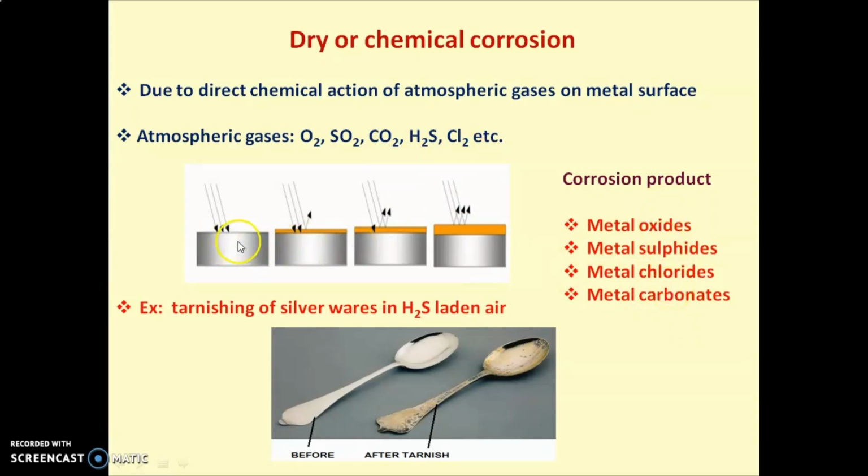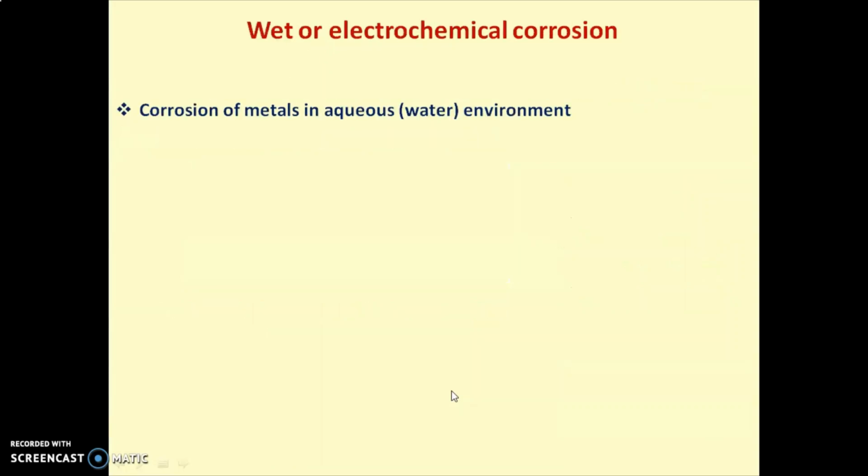As an example here, a metal is exposed to atmospheric gases. Now the gas reacts with the metal. A little corrosion product is formed. More exposure time, more corrosion product. Still more exposure time, more corrosion product. These corrosion products could be any of these based on the nature of the gas. One example is here. I have already told you, the tarnishing of silver.